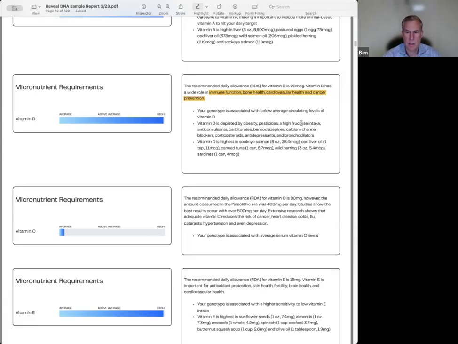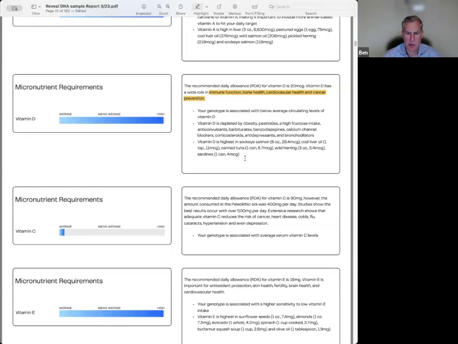not clean water, sugar intake, anticonvulsants, barbiturates, benzodiazepines. A lot of people are on benzodiazepines every day. This is going to deplete your D levels. Calcium channel blockers, corticosteroids, antidepressants, and bronchodilators. So, a lot of impact from pharmaceuticals.